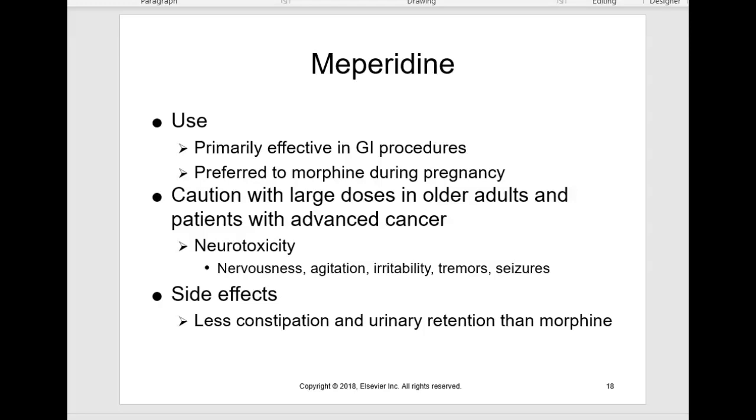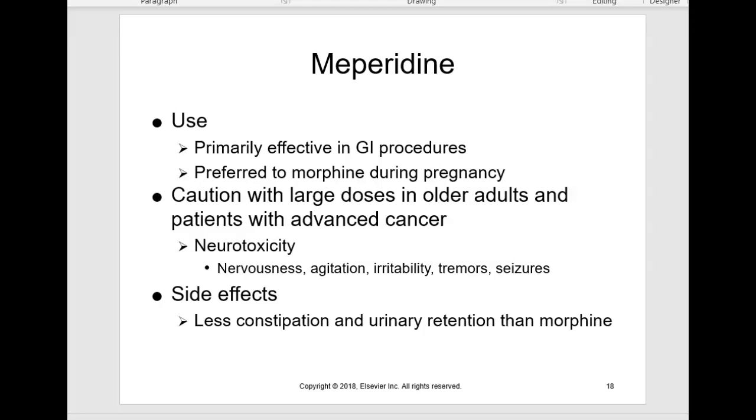Meperidine is not indicated for patients with chronic pain, severe liver dysfunction, sickle cell, a history of seizures, or severe coronary artery disease or cardiac dysrhythmias. When older adults and patients with advanced cancer receive large doses of meperidine, neurotoxicity is reported. It includes nervousness, tremors, agitation, irritability, and/or seizures. Meperidine should not be prescribed for long-term use and is frequently limited to 48 to 72 hours.